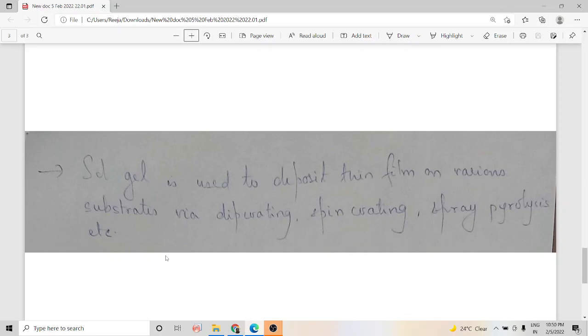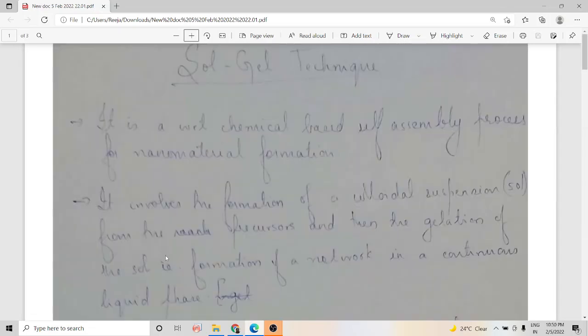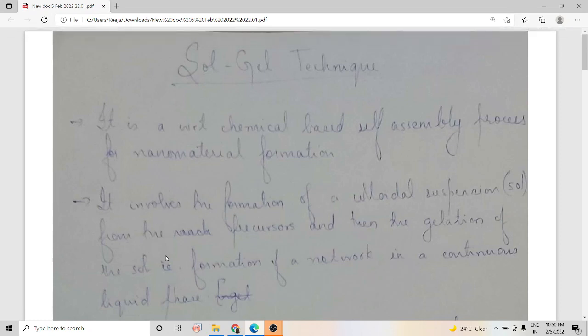So this is the sol gel technique, wherein it is a wet chemical based self-assembly process. It involves the formation of first a colloidal suspension from the precursors, and that colloidal suspension is called the sol. After that, a solid network is formed in the liquid phase, and that is called the gel. This gel will have a sticky texture.